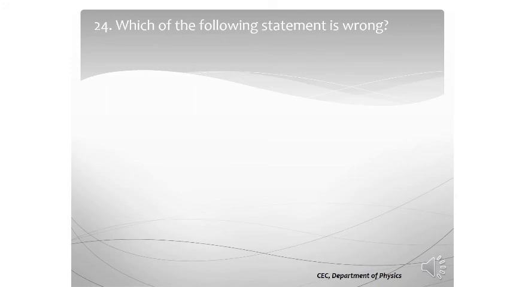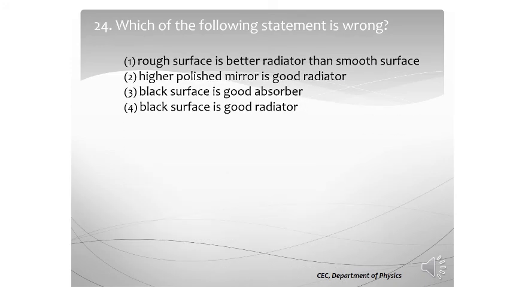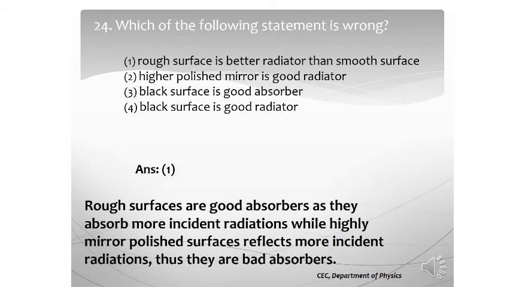Next, which of the following statements is wrong? Rough surface is better radiator than smooth surface. Highly polished mirror is good radiator. Black surface is good absorber. Black surface is good radiator. Answer is 1. Rough surfaces are good absorbers as they absorb more incident radiations, while highly mirror polished surfaces reflect more incident radiations. Thus, they are bad absorbers.